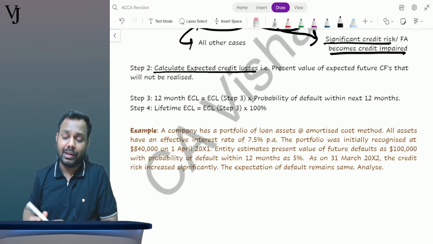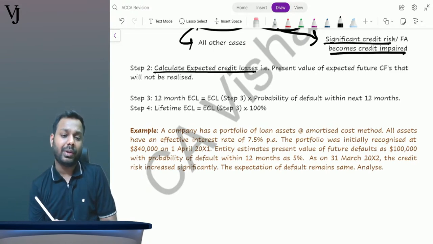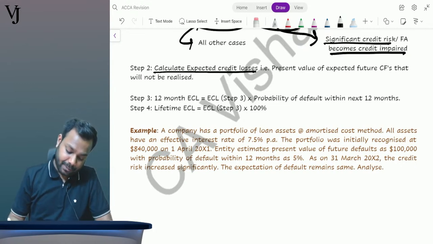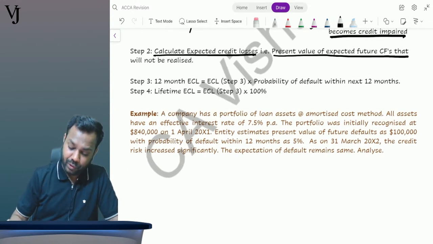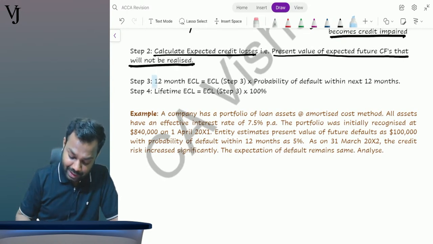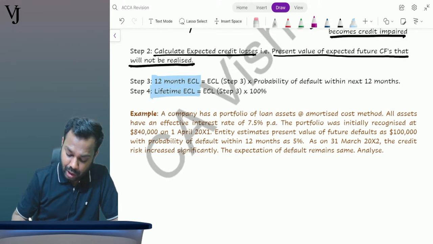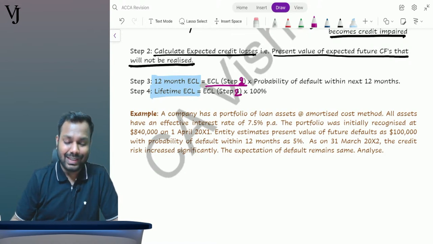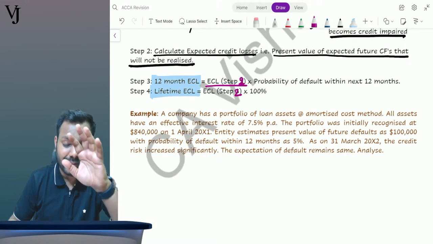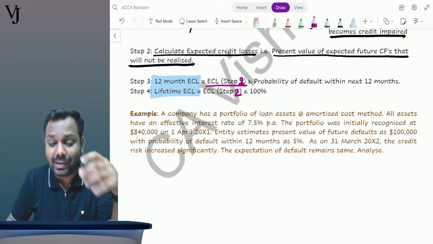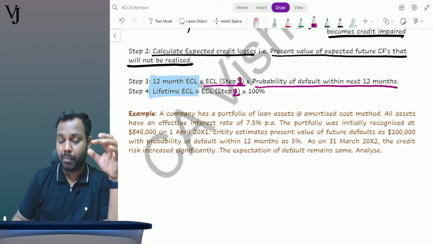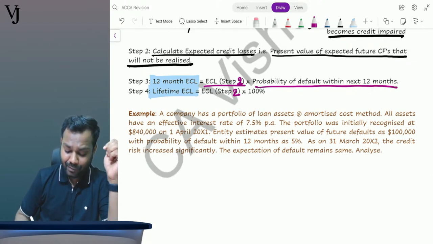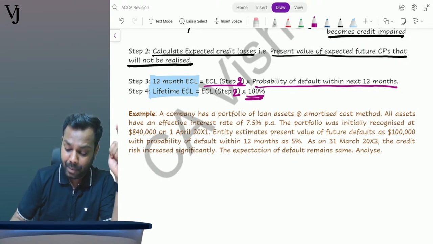Now comes the question: how to measure the value of 12-month ECL? How to calculate? That will be calculated using the present value of the expected future cash flows that will not be realized. Now, 12-month ECL will be equal to the ECL that I calculated in step number two, that is, the present value of the defaults, the present value of the amount that will not be received, multiplied by the probability of default within the next 12 months. But in lifetime ECL, you will multiply it by 100% and not the probability.